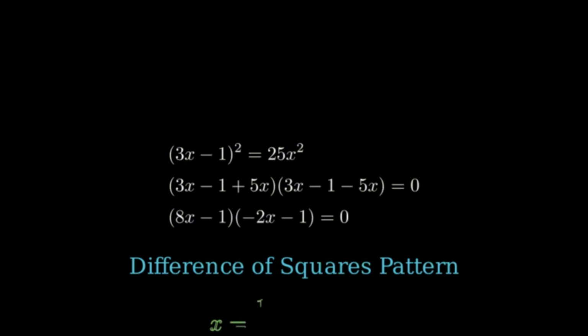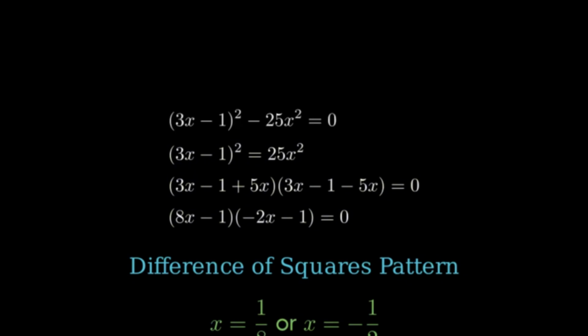When a product equals 0, at least one of the factors must equal 0. So we have 8x - 1 = 0, or -2x - 1 = 0. Solving the first equation gives x = 1/8. Solving the second equation gives x = -1/2. These are our two solutions.